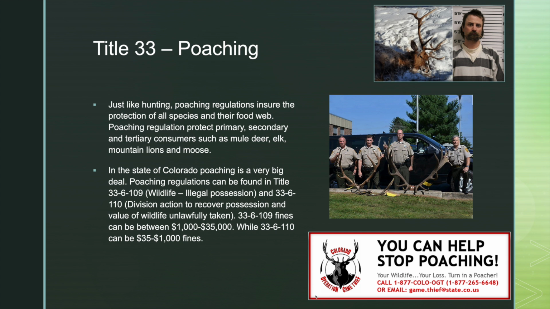Poaching. Just like hunting, poaching regulations ensure the protection of all species and their food web. Poaching regulations protect primary, secondary, and tertiary consumers such as mule deer, elk, mountain lions, and moose. In the state of Colorado, poaching is a very big deal. Poaching regulations can be found in Title 33-6-109 and 110. 109 fines can be between $1,000 and $35,000, while 110 fines can be $35 to $1,000.